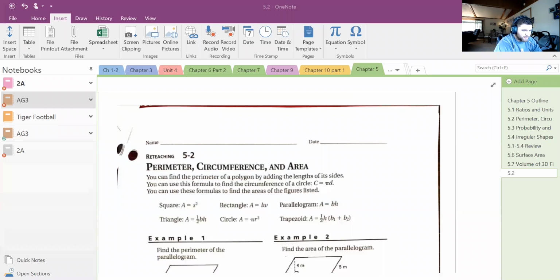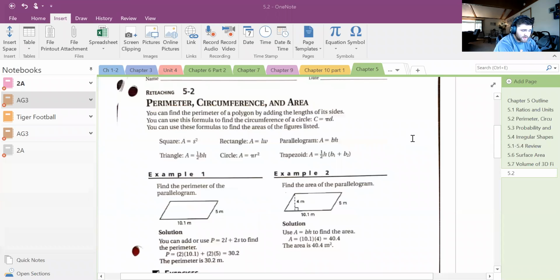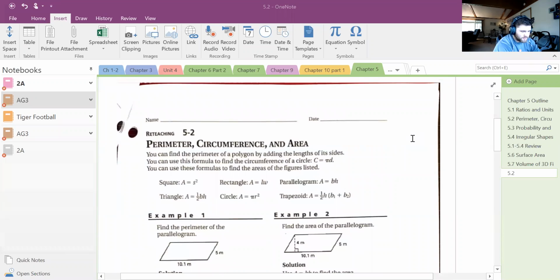Okay, so we're going to do 5.2 today. We did 5.1 kind of review yesterday. I didn't think a video was needed on that. You guys have seen that multiple times before. It's pretty much 8th grade, freshman year math. Just conversions. It's always good to review those. Okay, just like perimeter, circumference, and area. It's always good to review that.